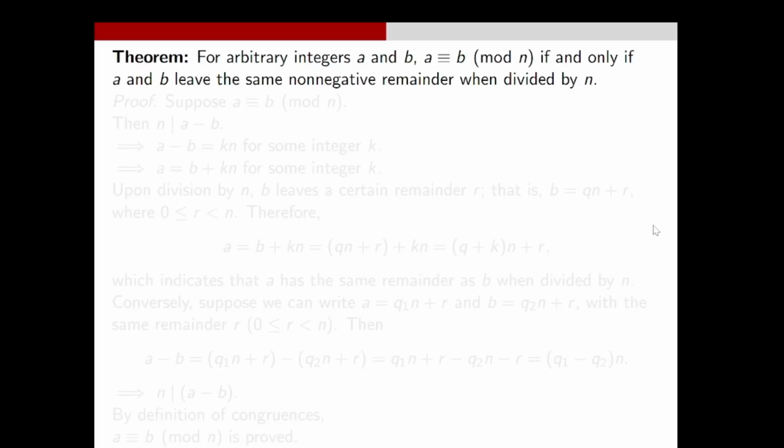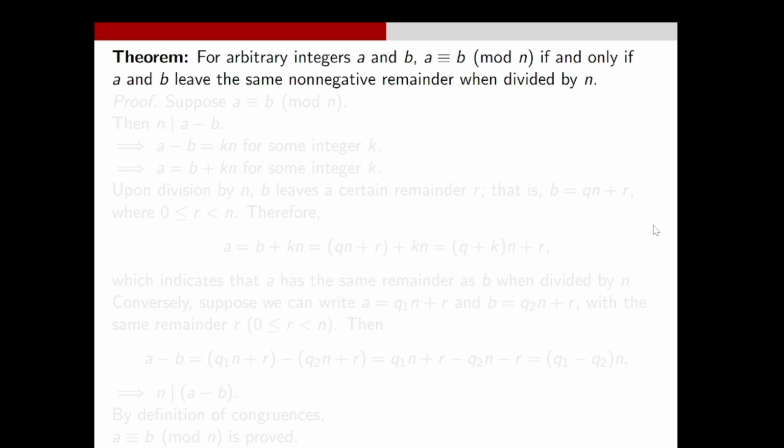Let's prove one theorem related to the congruence of a and b modulo n and the remainders of a and b when divided by n. Let's see the statement of the theorem. For arbitrary integers a and b, a is congruent to b modulo n if and only if a and b leave the same non-negative remainder when divided by n.